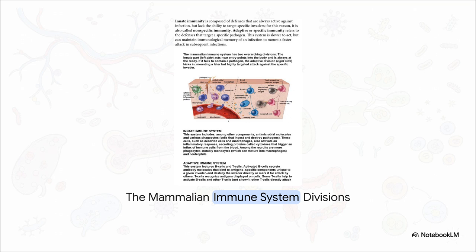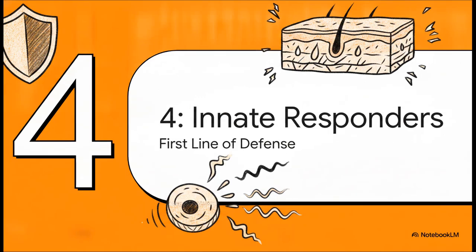Now, digging a bit deeper into the actual cells driving these responses, the MCAT heavily tests the distinction between granulocytes and agranulocytes. Granulocytes include your neutrophils, eosinophils, and basophils. These are cells quite literally packed with toxic granules ready to be dropped on invaders. Agranulocytes, on the other hand, lack these prominent granules. This group includes lymphocytes, which are the main all-stars of the adaptive system, and monocytes, which act primarily over in the innate system.